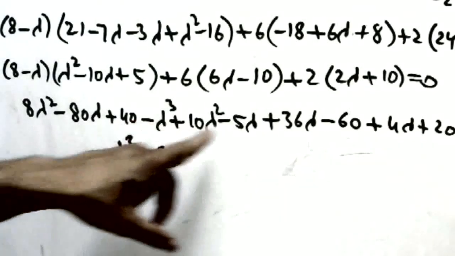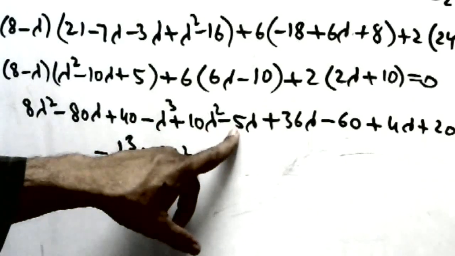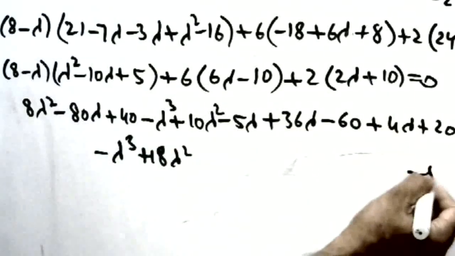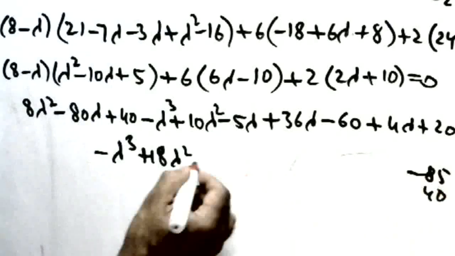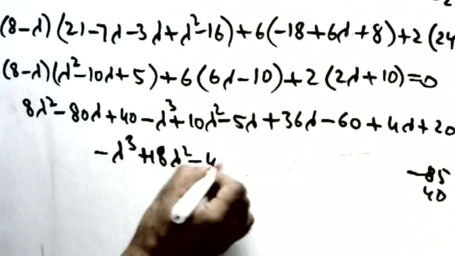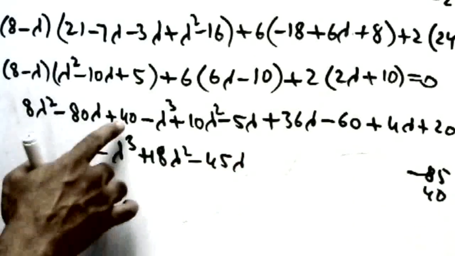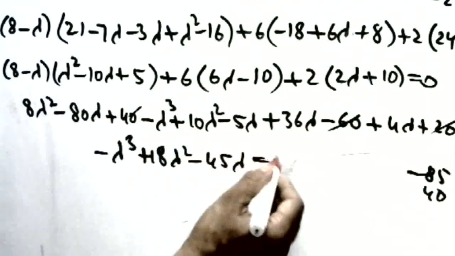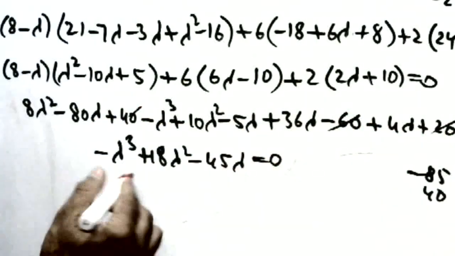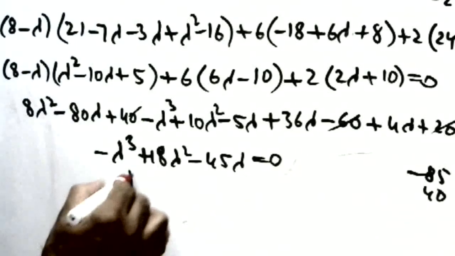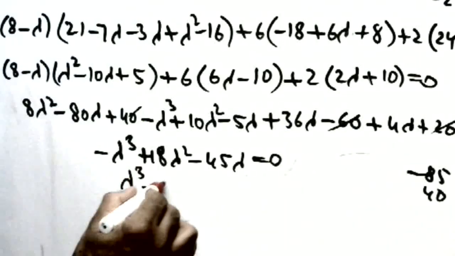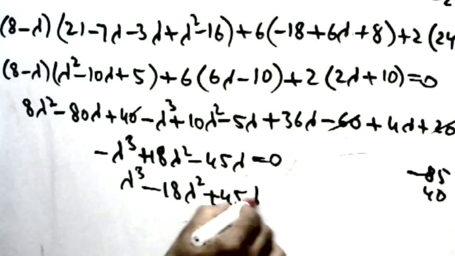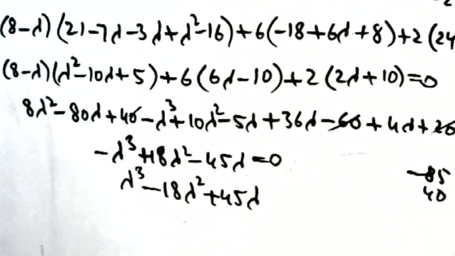Then next one is lambda, minus 80, minus 5, minus 85, plus 40. 36 plus minus 85 plus 40 will be minus 45 lambda. Now 40 plus 20 is 60. Plus 60 minus 60 will get cancelled, equals to 0. Now let me take minus common. This minus will become plus. This plus will become minus. This minus will become plus.